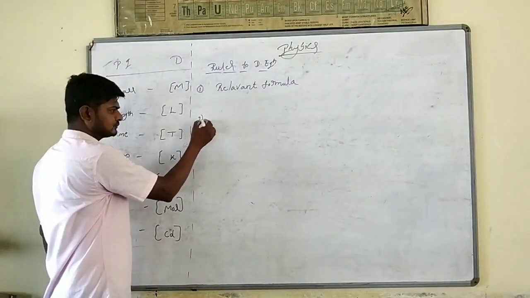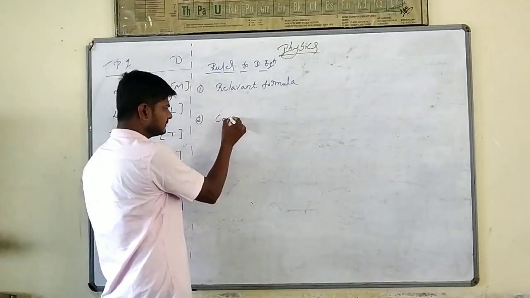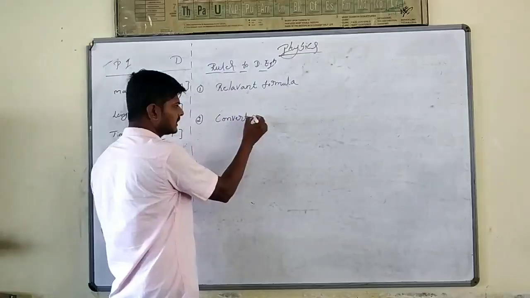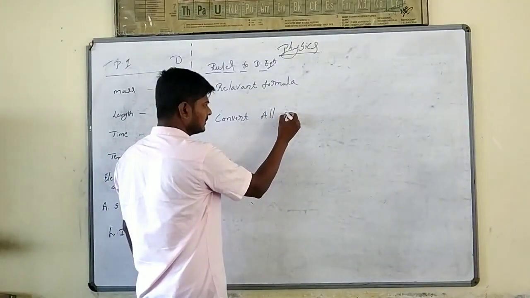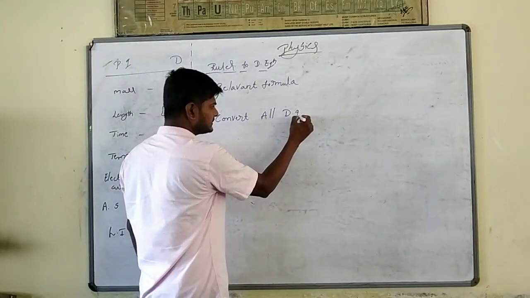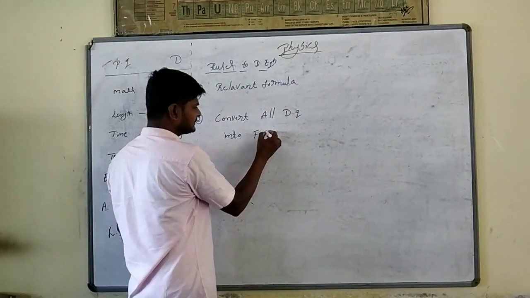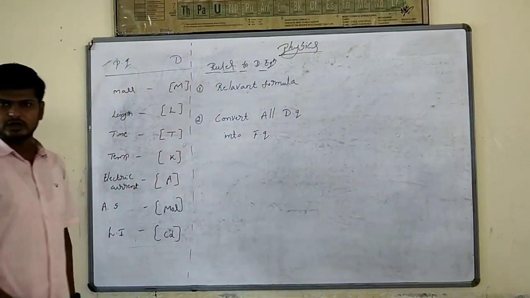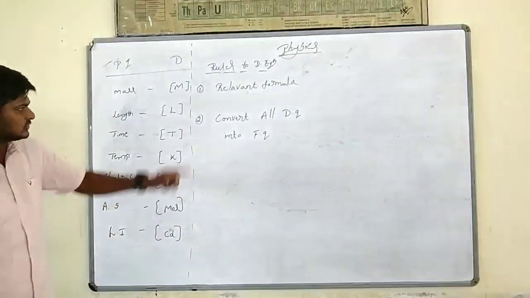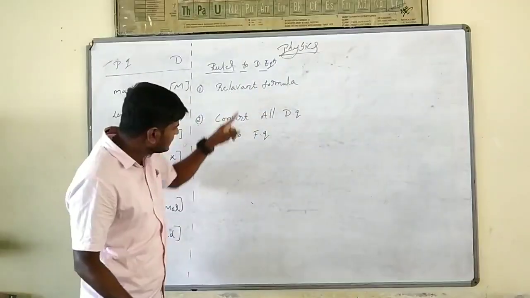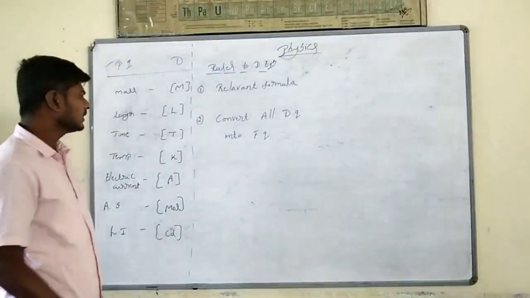Second rule, convert all derived quantities into fundamental quantities. We should convert all the derived quantities into fundamental quantities. That's the first one: you should write a relevant formula. Second one, we convert all the derived quantities into fundamental quantities.